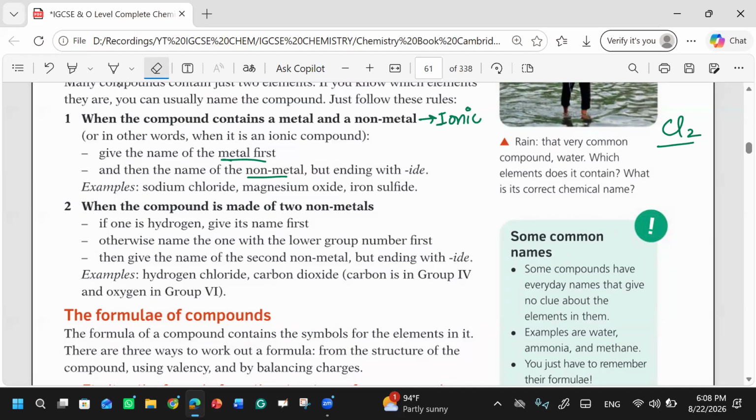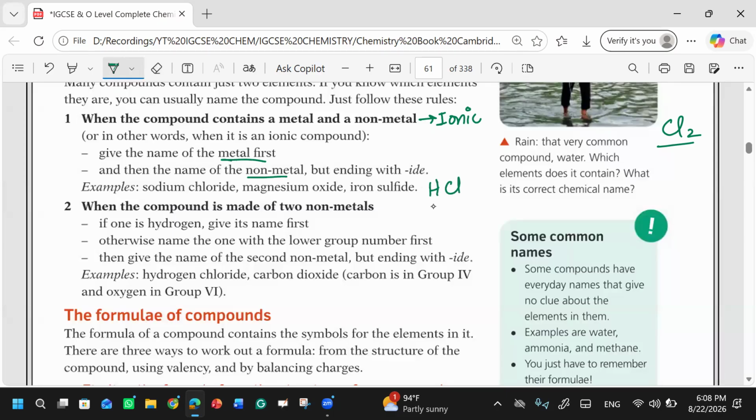Yes, HCl, right? It shares the electrons. Hydrogen and chlorine will share the electron. There will be the sharing of the electrons among hydrogen and chlorine. If we have hydrogen, it will get two, and chlorine will make the octet.